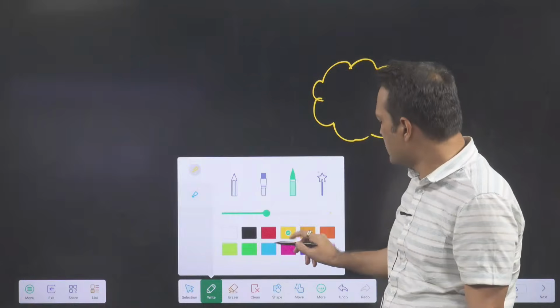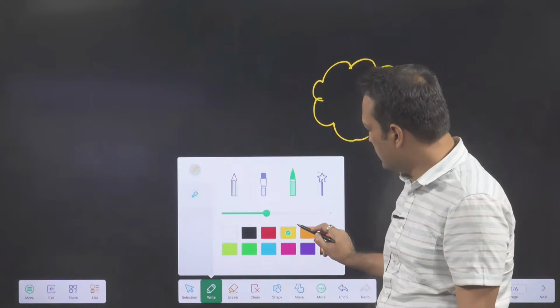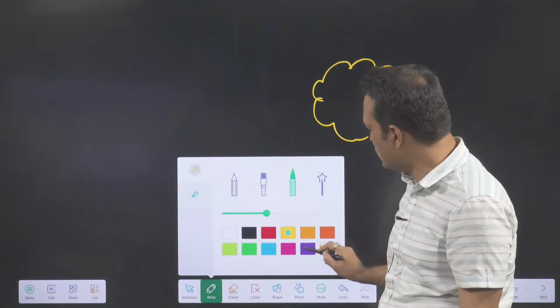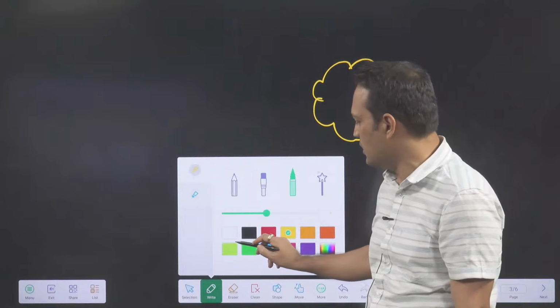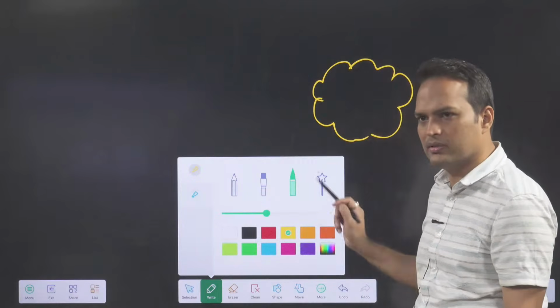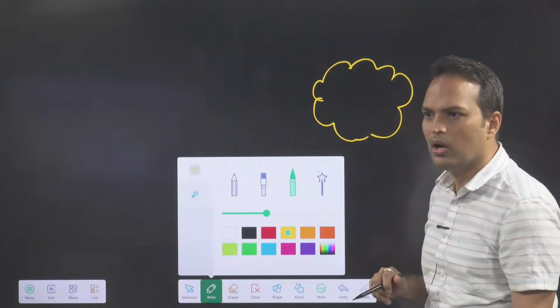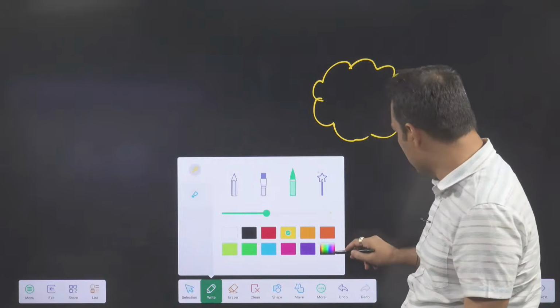How sharp? Sir, red color, only this much. Yellow color, only this much. Purple color, only this much. Green color, like this much only. Okay? So the boundary is sharp in this. Listen, the boundary is sharp. But if there is one more thing.